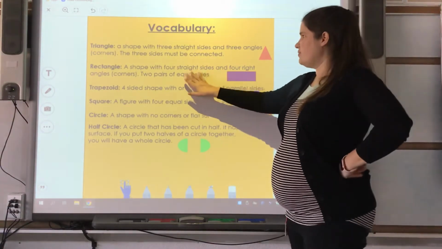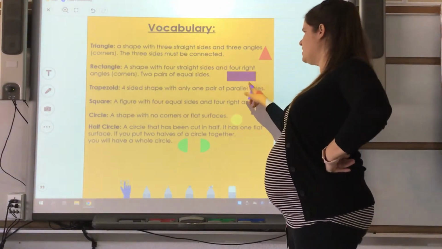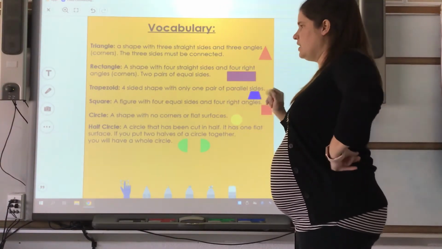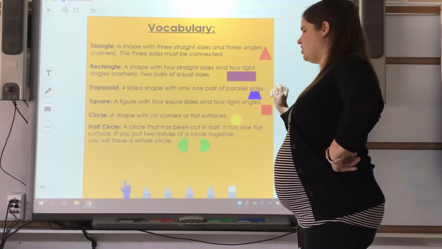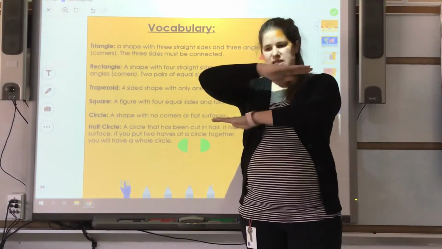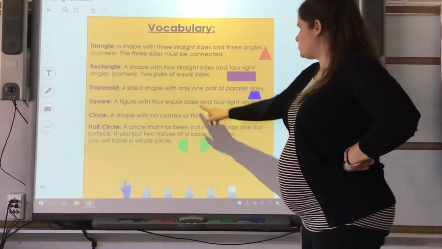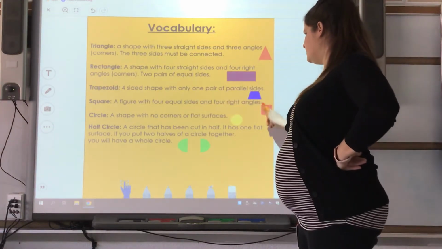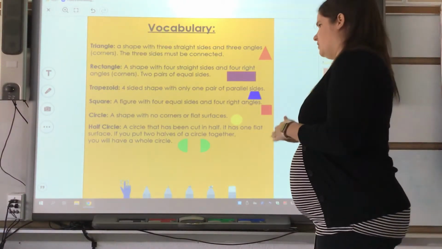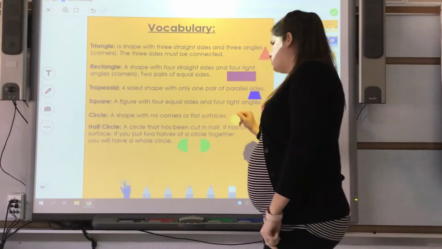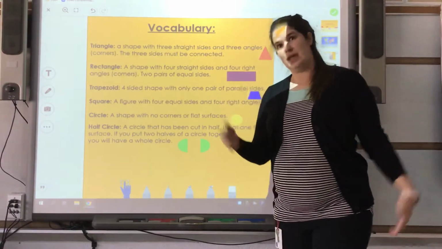A rectangle is a shape with 4 straight sides and 4 right angles, 2 pairs of equal sides. A trapezoid is a 4-sided shape with only 1 pair of parallel sides. Parallel sides means that the lines will never touch. A square is a figure with 4 equal sides and 4 right angles. A square has all of the sides that are the same length. A circle is a shape with no corners or flat surfaces. And a half circle is a circle that has been cut in half.